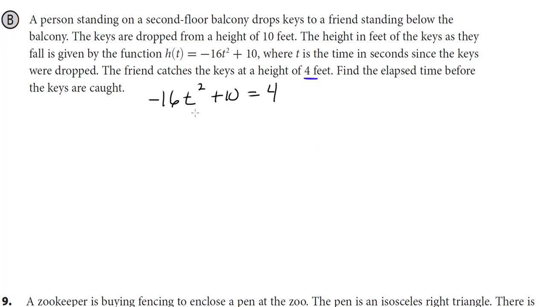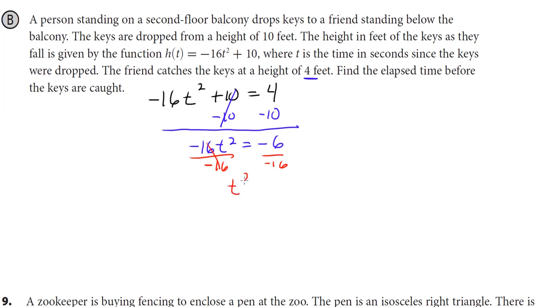So next, I'm going to subtract 10 from both sides. And I get negative 16t squared equals negative 6. Then I need to divide both sides by negative 16. And I get t squared equals positive 3/8, which as a decimal is 0.375. Okay, so I'm going to write t, because I want the square root of this.